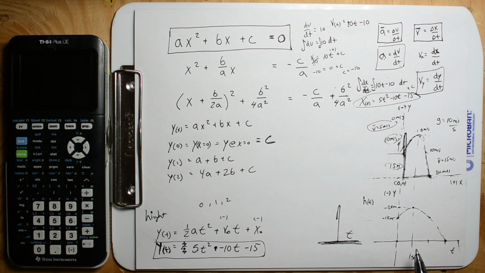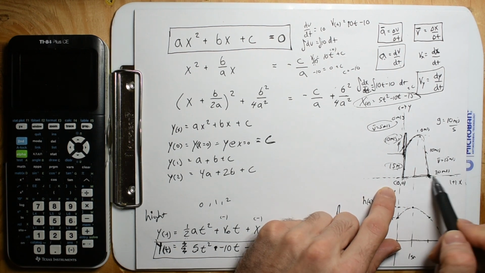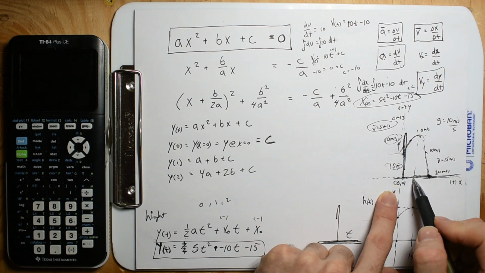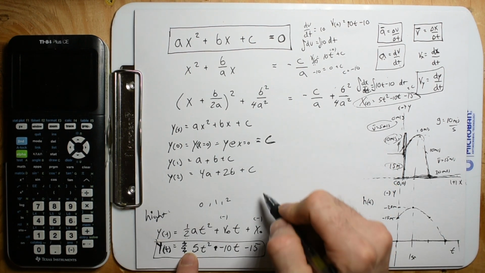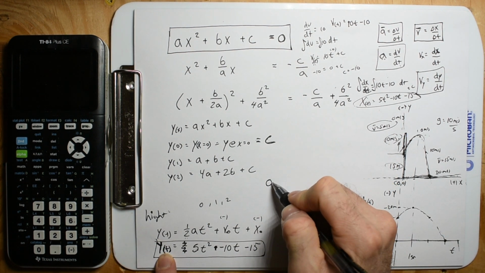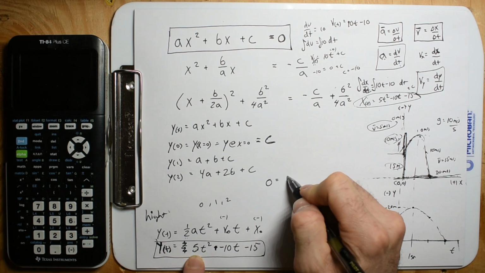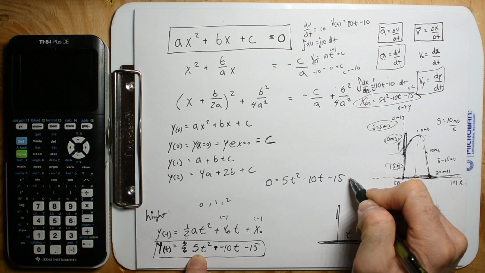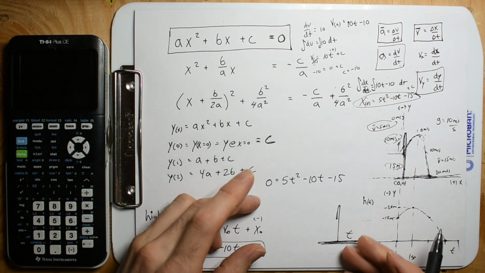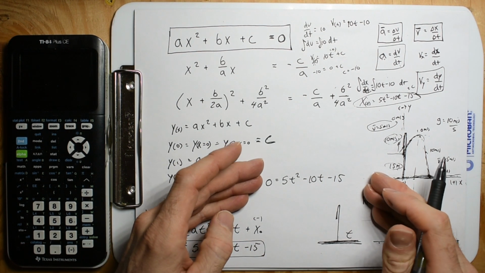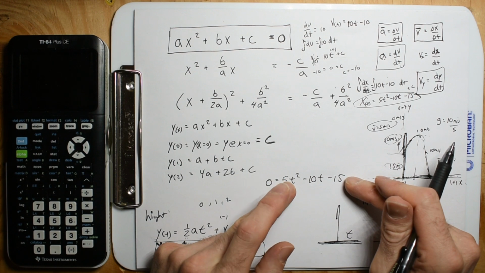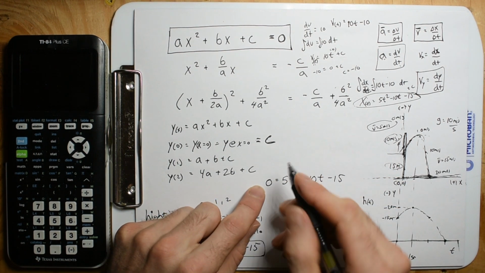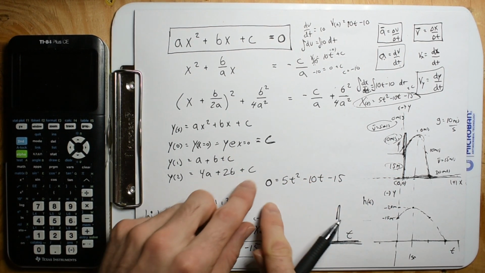Cool. So what we're going to say is at the ground from our coordinate system, that ground is 0. So that's a height of 0. So then I get 0 on this side is equal to 5t squared minus 10t minus 15. Cool. So that is why we can have an equation that's evaluated on one side to be 0. This could be any number.